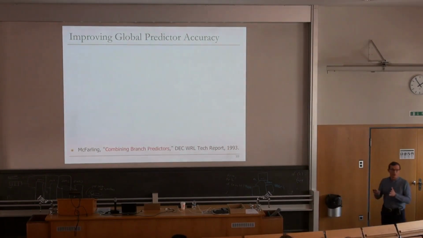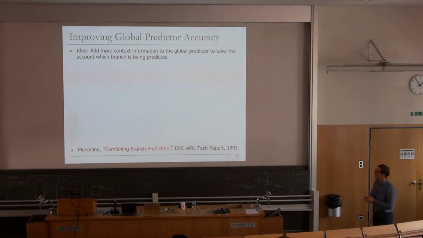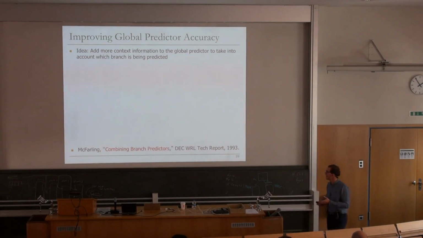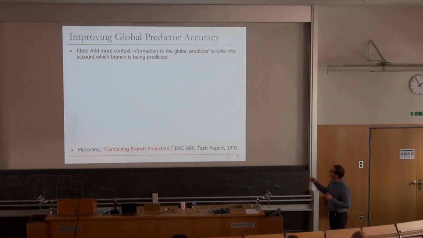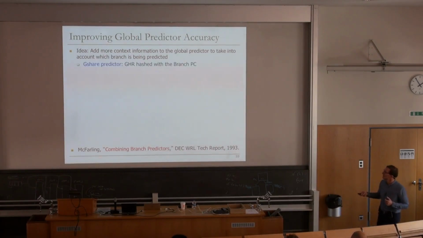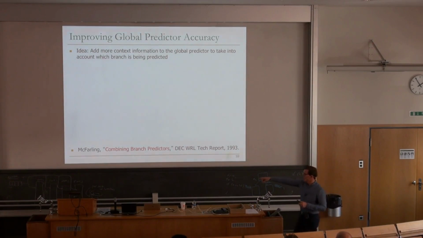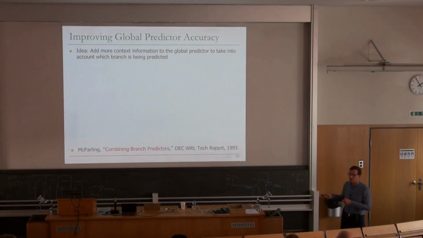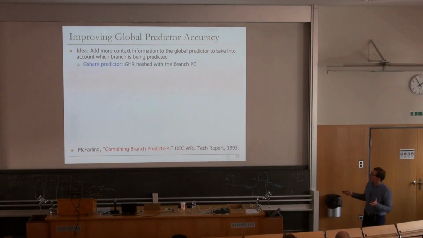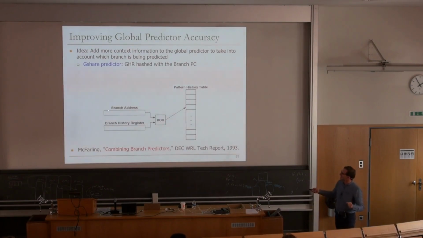Okay, so how do we improve global branch predictor accuracy? As I said, Intel Pentium Pro actually improved the global branch prediction accuracy by adding more context with the PC, and also reducing interference. So one idea is adding more context information to the global branch predictor to take into account which branch is being predicted. One way of adding the context is the way Intel Pentium Pro did. Another way of adding the context is introduced in this combined branch predictor paper, which was also popular. Basically, don't use just the global history register, but hash it with the branch PC. Very simple idea. This is the branch PC. This is the global history register.